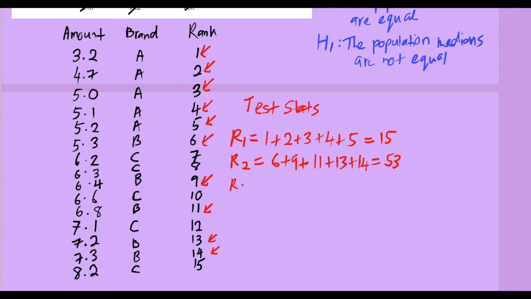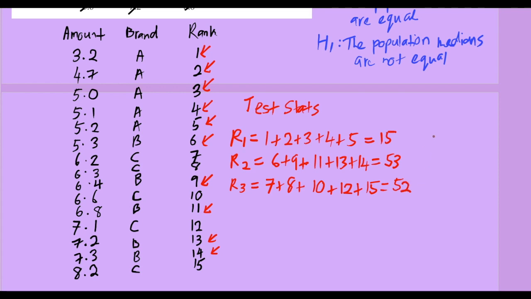and R3 would be the rest. 7 plus 8 plus 10 plus 12 plus 15. This is 52.